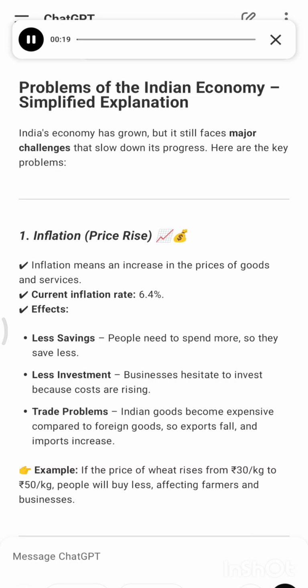Current inflation rate, 6.4%. Effects: less savings. People need to spend more, so they save less. Less investment. Businesses hesitate to invest because costs are rising. Trade problems. Indian goods become expensive compared to foreign goods, so exports fall and imports increase. Example, if the price of wheat rises from 30 kilograms to 50 kilograms, people will buy less, affecting farmers and businesses.